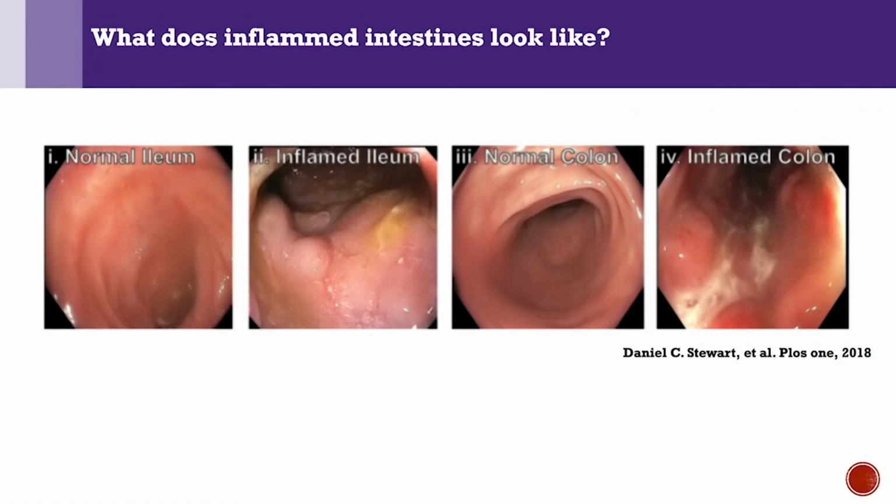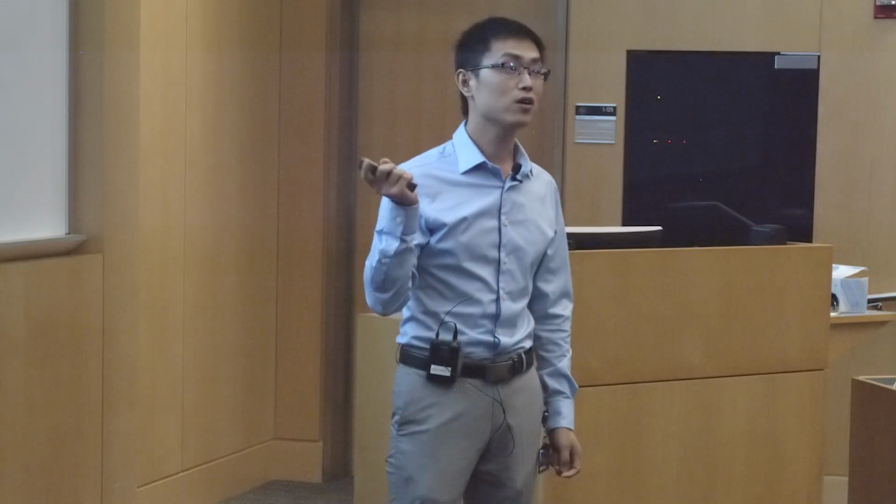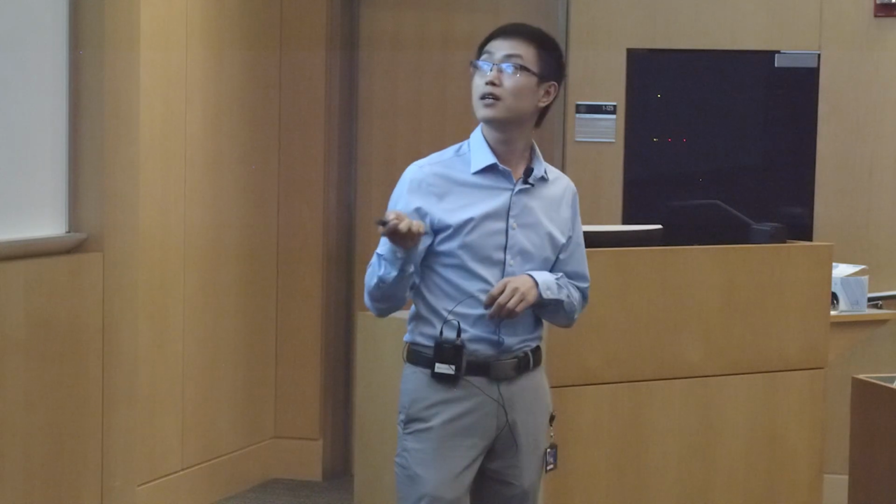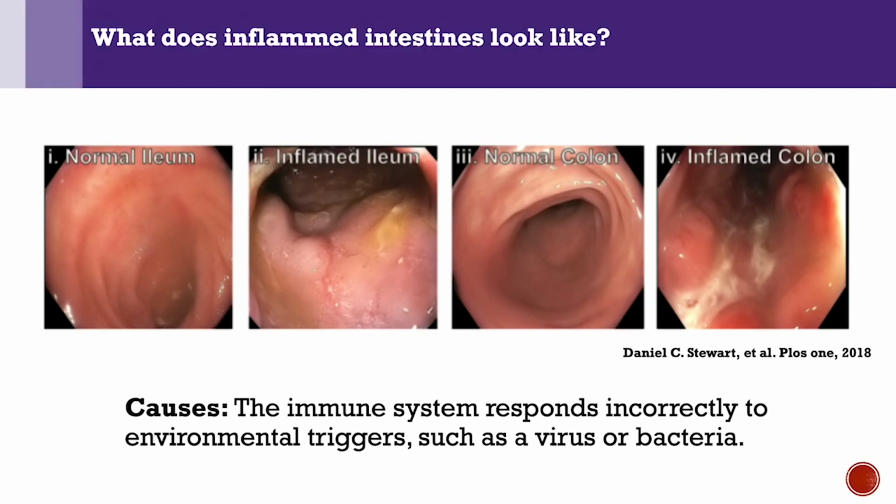From these endoscopy pictures, we can see the common looks of the inflamed intestines in IBD patients. The inflamed colon looks red and swollen, and patients feel pain when they have this. The main cause of the inflamed intestines is that our immune system responds incorrectly to environmental triggers, such as viruses or bacteria.